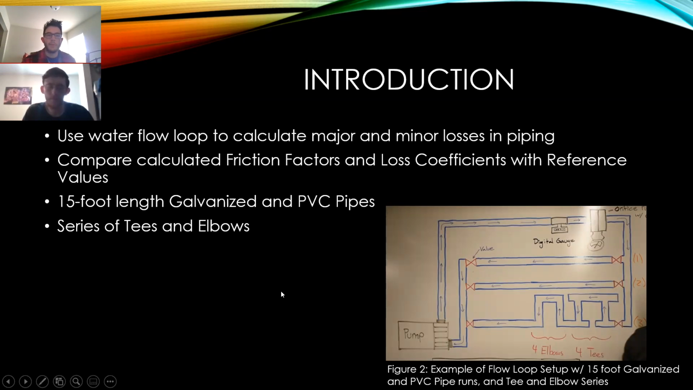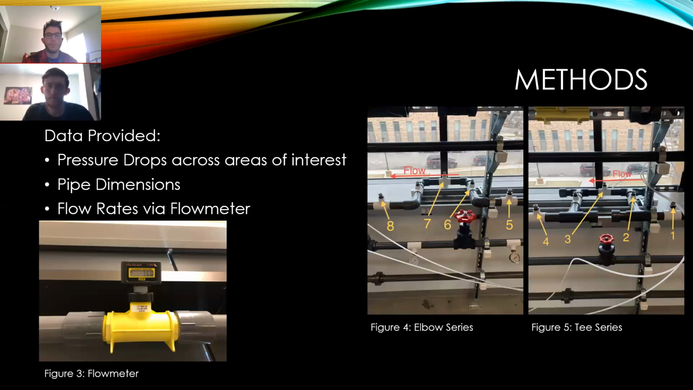In this slide, we're also talking about the orifice plate and its validity in measuring flow rate. At the end of the day, we're going to calculate these friction factors and loss coefficients, and then compare those with reference values from the Munson and Young textbook. A 15-foot length of galvanized and PVC pipes was used, and the series of T's and elbows is once again that third pipe. JT will talk about the methods briefly.